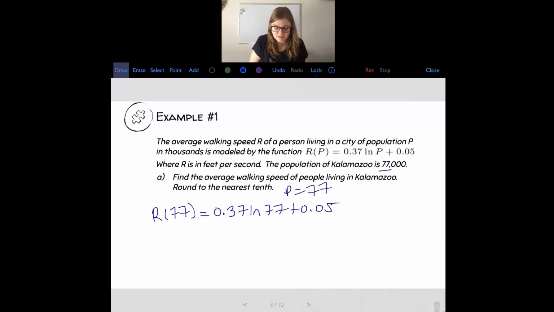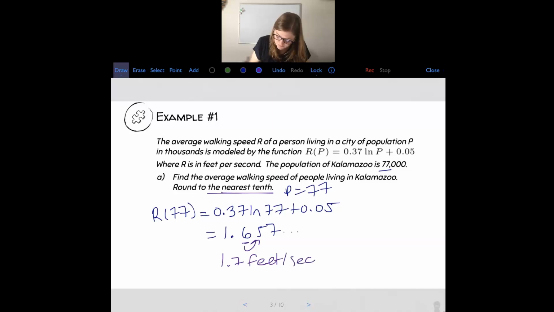So we have 0.37 times ln 77 plus 0.05 is equal to 1.657. And our problem says to round to the nearest tenth, which is one place to the right of the decimal. We look next door to determine if the 6 stays the same or goes up. This becomes 1.7, and then the units of the walking speed are feet per second.